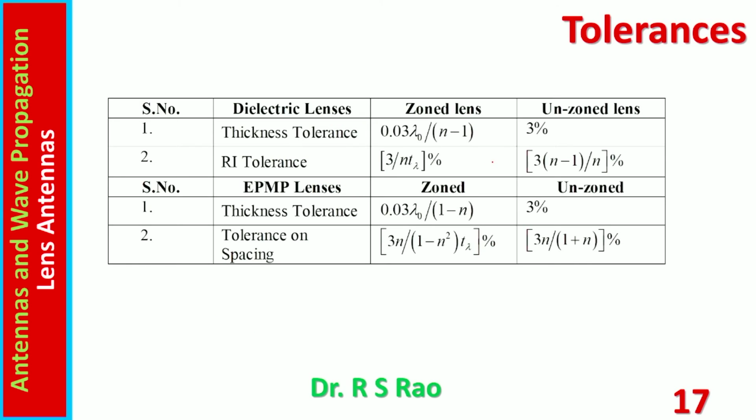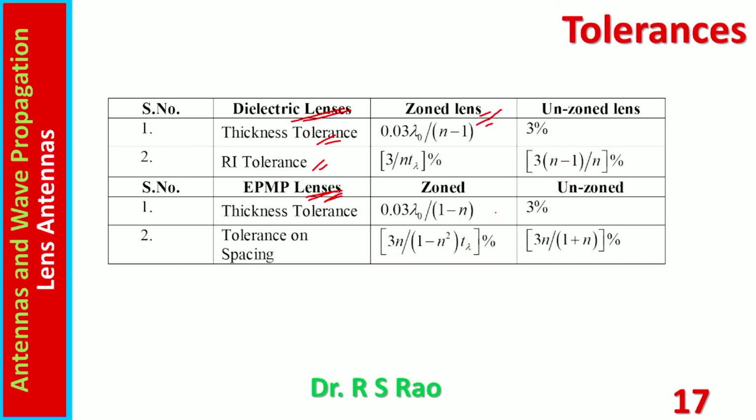So here is given a table, information pertaining to dielectric lenses as well as EPMP lenses. Given thickness tolerance is 0.03 lambda naught by n minus 1 for zoned lenses. For unzoned, it is 3%. Refractive index tolerance is 3 over n t lambda percentage. For a zoned lens, it is 3 n minus 1 over n percentage for unzoned lens. In case of EPMP lenses, thickness tolerance is 0.03 lambda naught over 1 minus n.